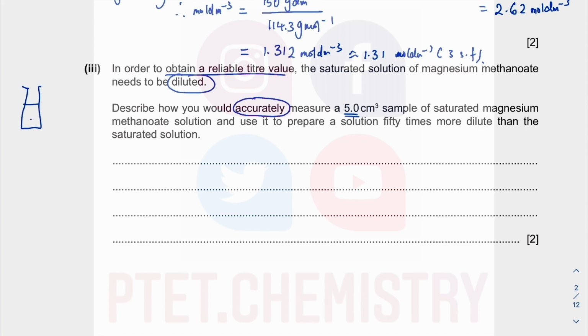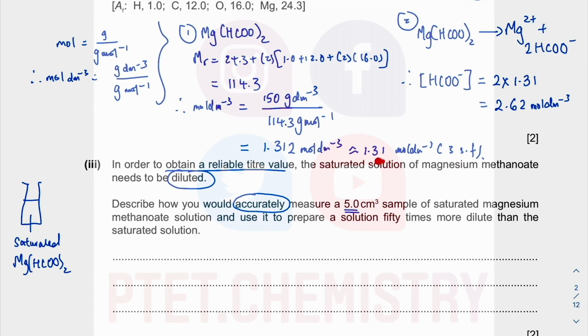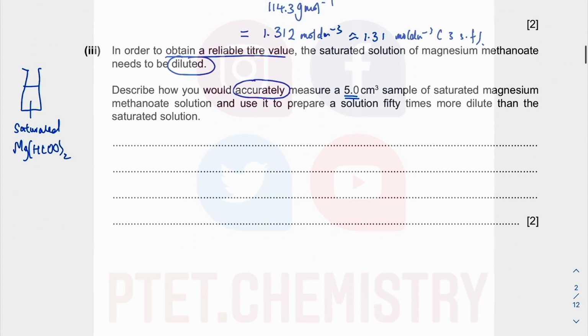So we know this is the concentrated or the saturated magnesium methanoate, of which the approximate concentration is roughly this much, but the concentration of the methanoate is twice that. And then you need to take out some of it, and then you make up. Well, they don't tell you how much you make up, but you want 50 times more dilute. So dilute by 50 times.